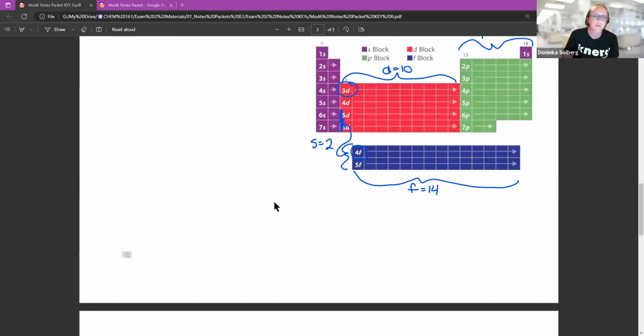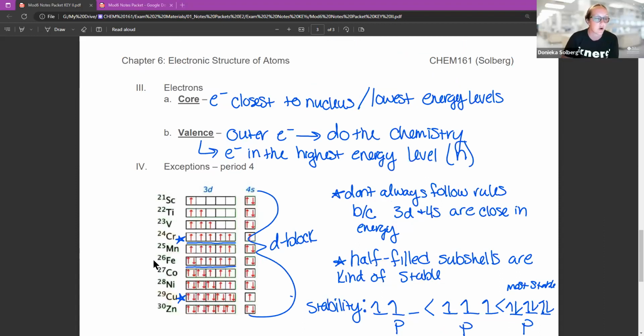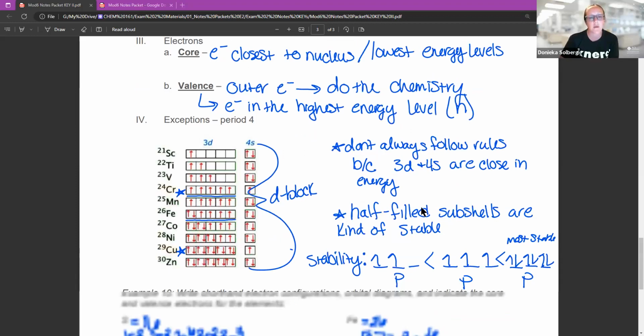So the rows, or the columns, sorry, the groups with chromium and copper actually don't follow that rule. That's the 3d and the 4s because, first of all, they're very close in energy, the 3d and the 4s. So sometimes the electrons don't just stay in one. The other reason, and the most important reason for this happening, is that half-filled subshells are actually kind of stable.